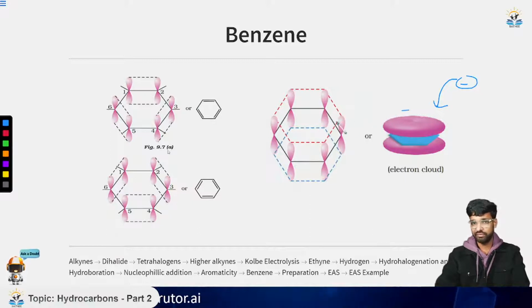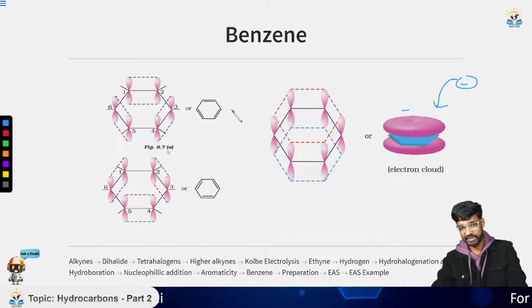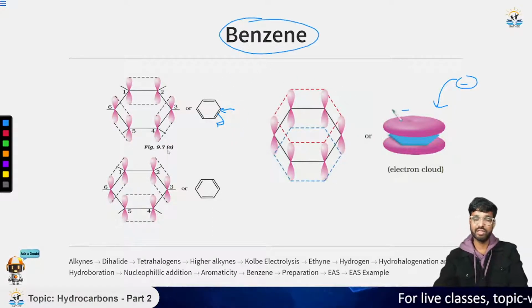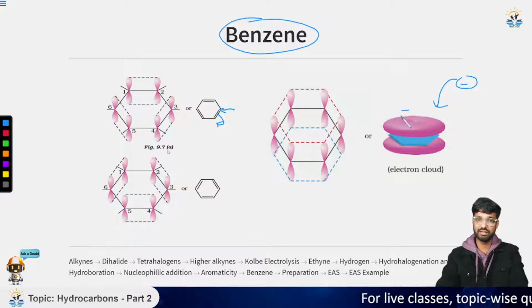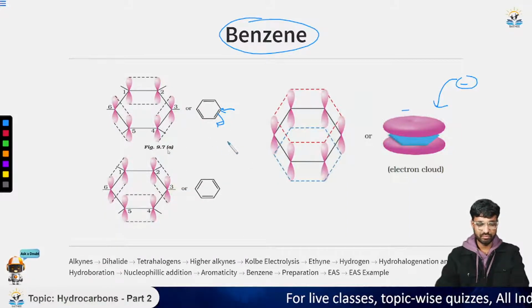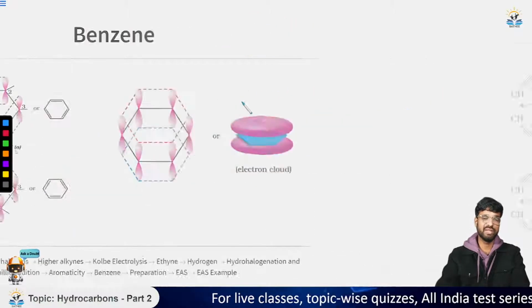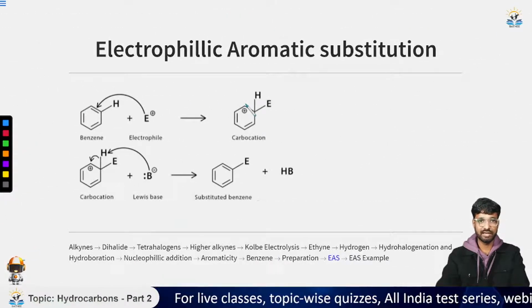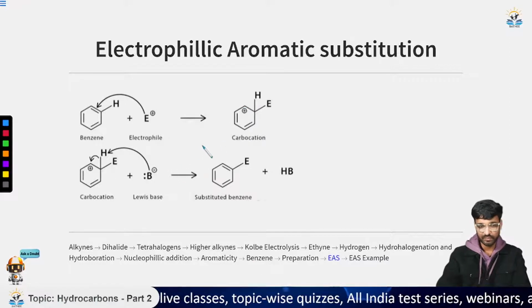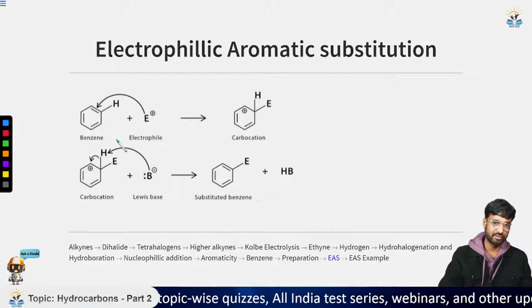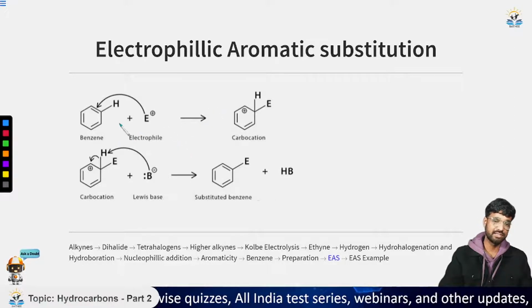And the second thing: if it goes through a nucleophilic addition reaction, the aromaticity of this benzene is removed. This is the second reason. The first one is this electron cloud, the second one is the removal of aromaticity. Due to these two major reasons, the benzene does not undergo nucleophilic addition reaction. So it undergoes electrophilic substitution reaction, the electrophilic aromatic substitution reaction.